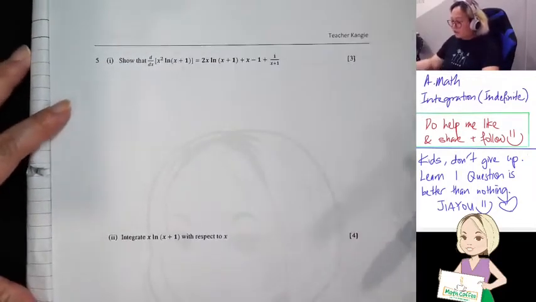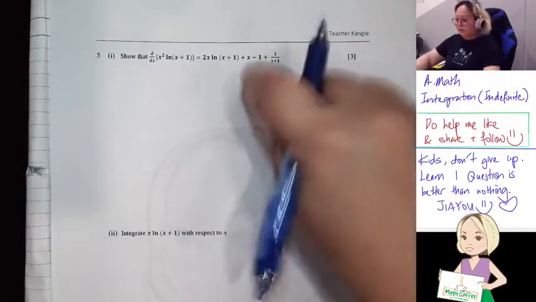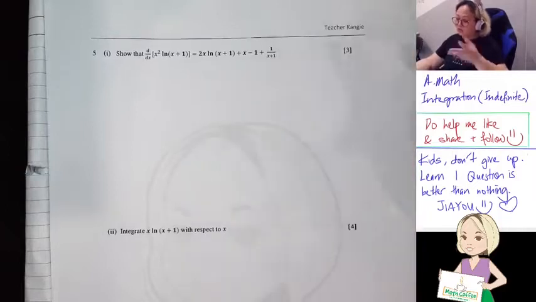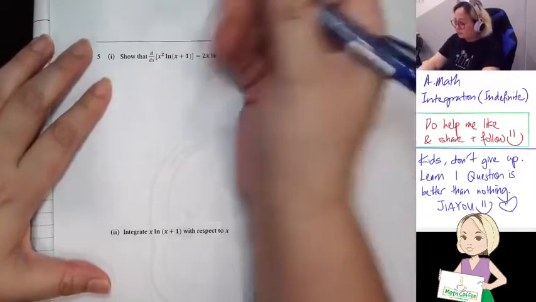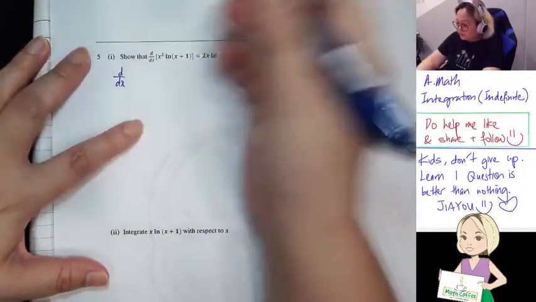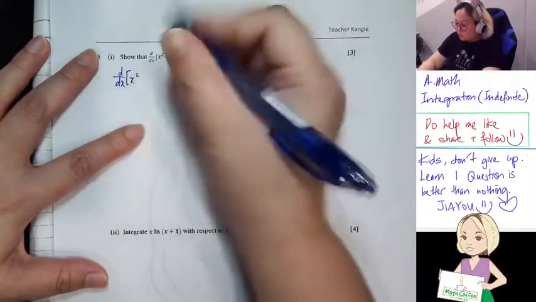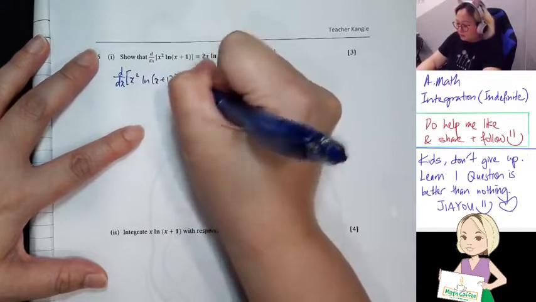Show that, differentiate this one. There is a slight tricky part on this question. Although you say it's so easy, no problem, let's take a look. First, I'm going to differentiate x squared ln of x plus 1.